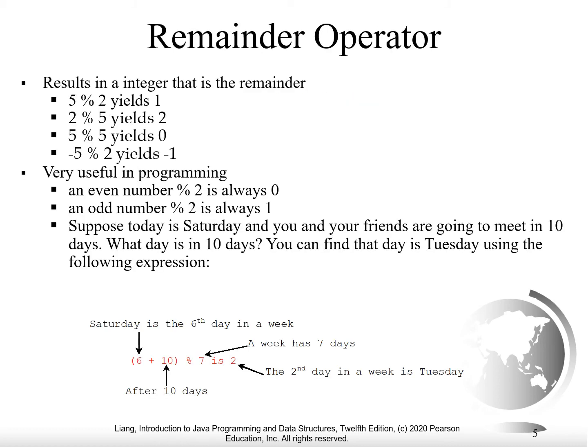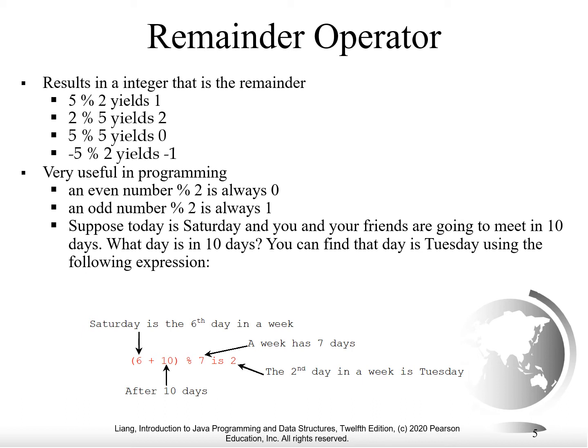When we perform modulus arithmetic using the remainder operator, that is the percent sign, the result will always be an integer, that is the remainder after division. So 5 modulo 2 is equal to 1, because the remainder when we divide 5 by 2 is 1. However, 2 modulo 5 is equal to 2, because the remainder when we divide 2 by 5 is 2. And likewise, 5 modulo 5 is equal to 0.